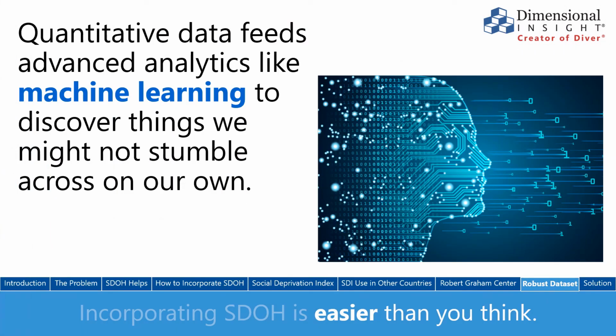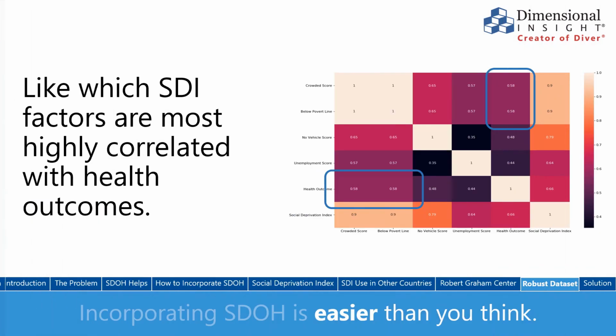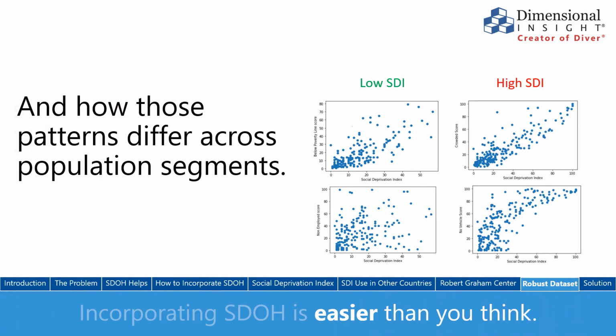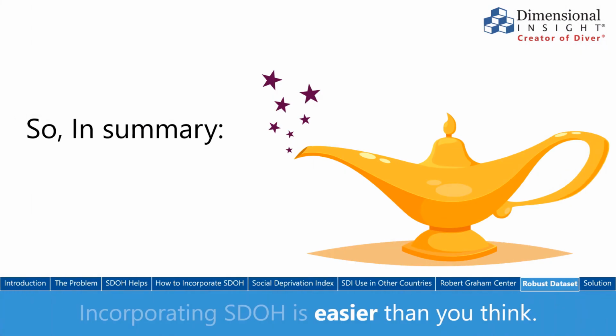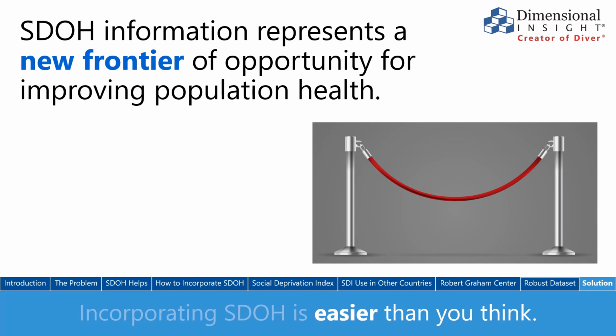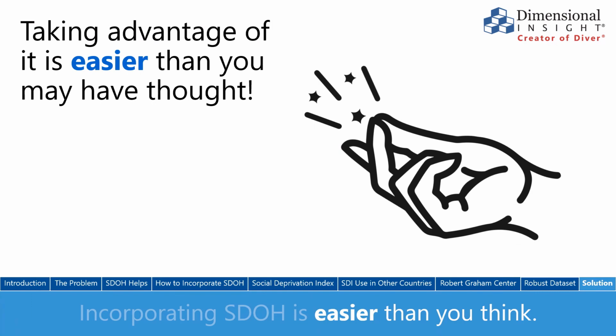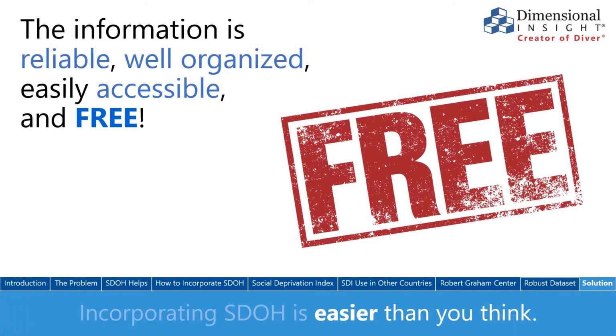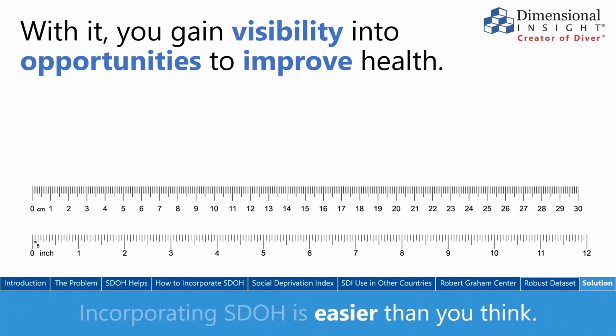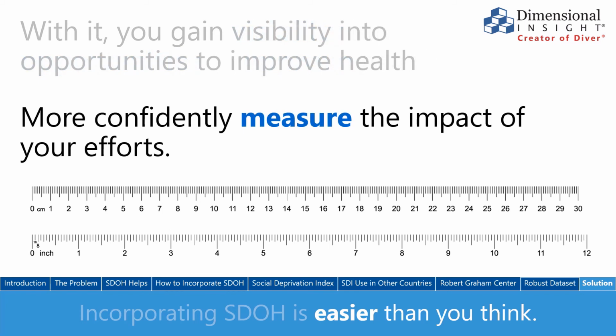The quantitative data from these data sets can feed advanced analytics like machine learning algorithms to discover things that we might not stumble across on our own analysis, like which SDI factors are most highly correlated with health outcomes, and how those patterns differ across population segments. So, in summary, social determinants information represents a new frontier of opportunity for improving population health. Taking advantage of it is easier than you might have thought. The information is reliable, well organized, easily accessible, and in the case of the Census Bureau, absolutely free. With it, you gain visibility into opportunities to improve health and more confidently measure the impact of your efforts.